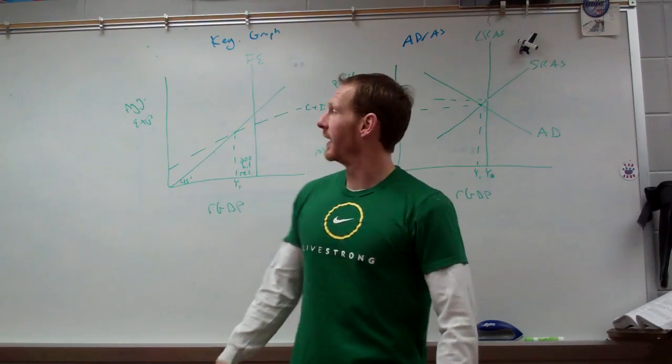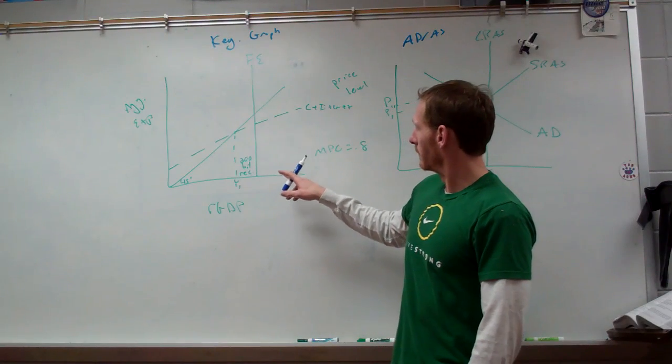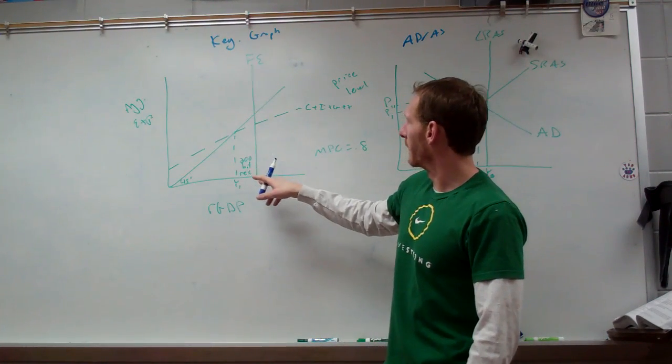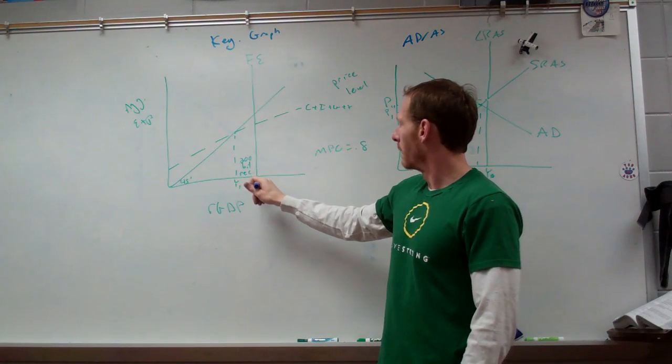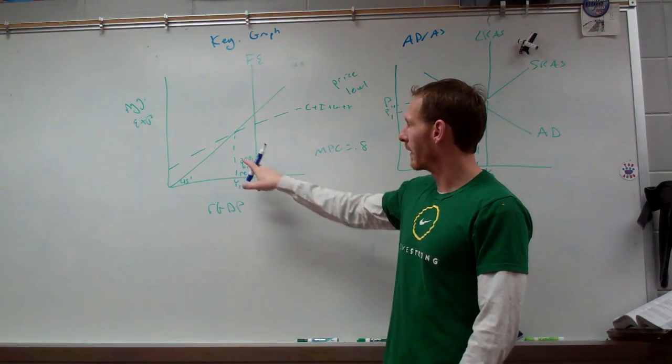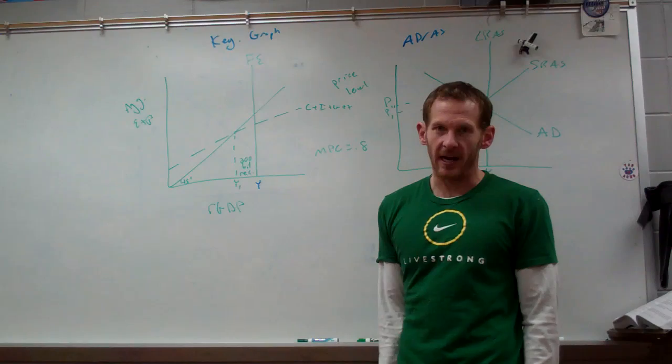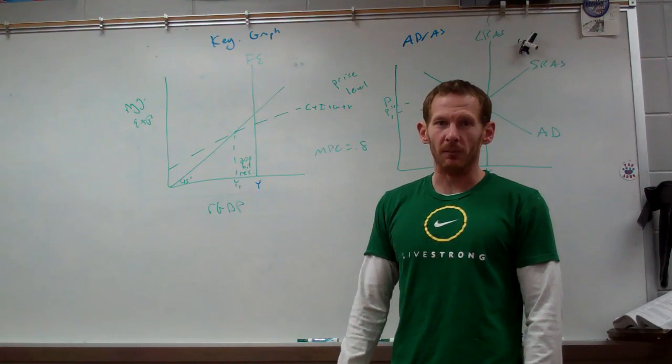You can show the same thing on the Keynesian graph, where here is full employment equilibrium, and the current equilibrium hitting the 45-degree line is hitting it before it gets to full employment. So we are in a recession. This is a recessionary state. We are not producing at full employment.